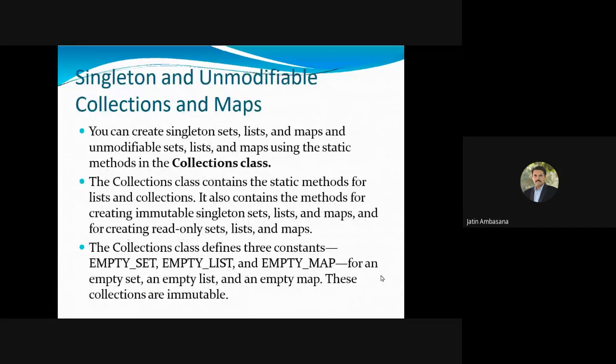Now, what is something called a singleton and unmodifiable collections and maps? You can create singleton sets, lists, and maps, and even unmodifiable sets, lists, and maps using the static methods in the Collections class. Remember, this is the Collections class, not the Collection interface. The Collections class contains the static methods for list and collection, and it also contains the methods for creating immutable singleton sets, lists, and maps.